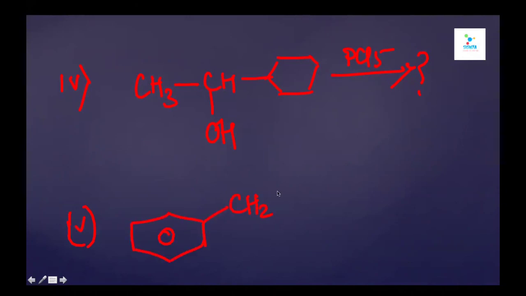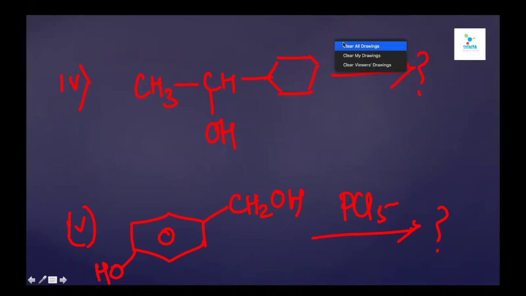And for the fourth, let's have this one, CH3CHOH. What would be the product? This one will be with PCl5. And on the fifth, what would be the product for this one too, with PCl5. So kindly complete it, and if you have any problems, don't forget to comment. These are very easy ones, so try to find out.